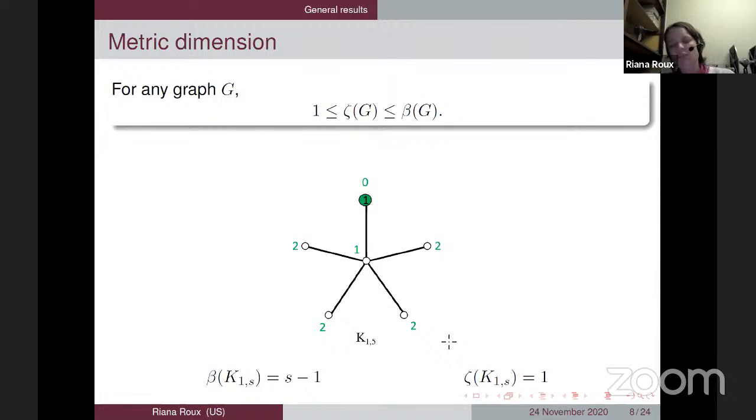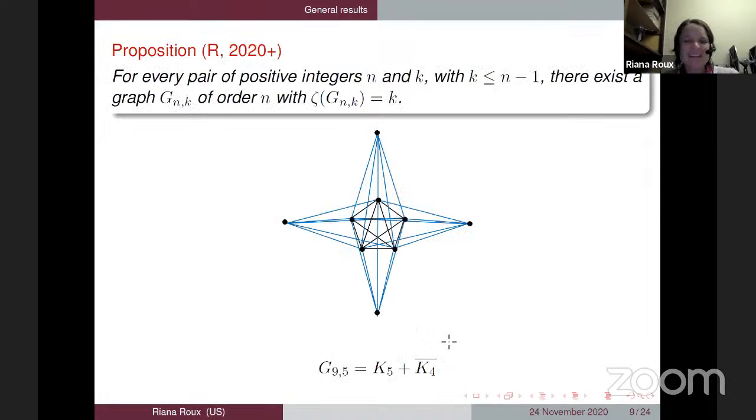The next question that we considered was, and this is not due to us, it's a very old result, that if we know that it reaches the bottom and we know that it reaches the top, what happens in the middle? We can make use of this idea of a star and expand it a little bit, no pun intended, to show that for every pair of positive integers n and k, where k is less than or equal to n-1, there exists a graph of order n with localization number equal to k.